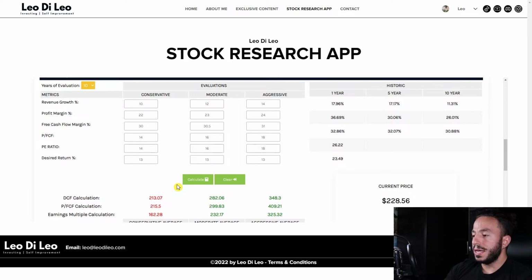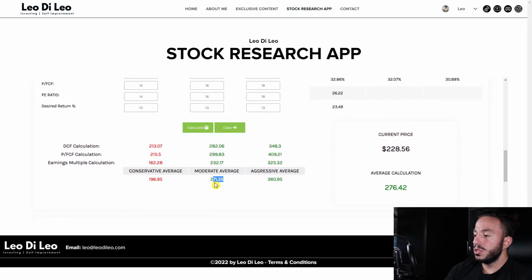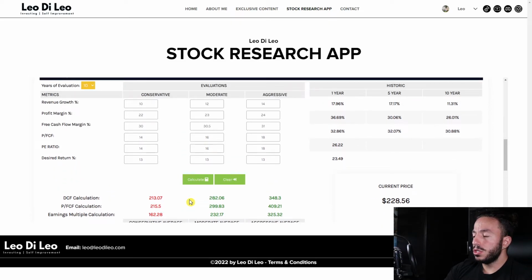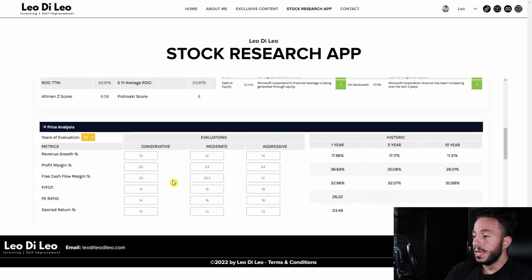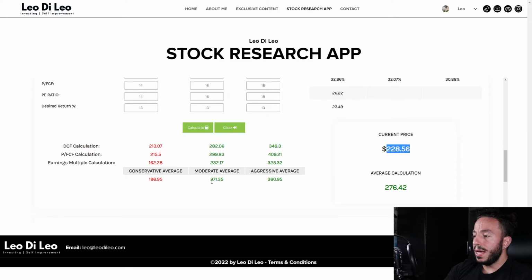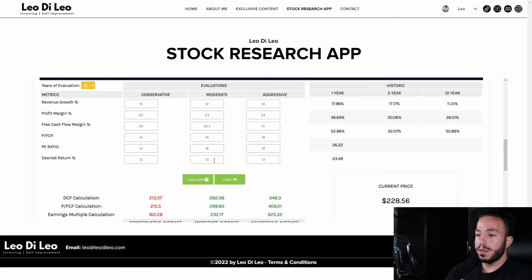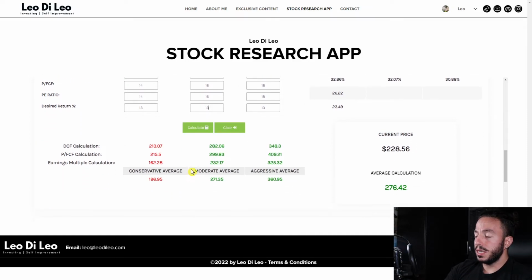But where do I think it lies? I personally think that on the conservative side of things, it might be over here between conservative and moderate. So moderate average is 27 and low side is 196. Quite a large jump from 10 to 12% revenue growth. So what does that mean? I think this 230 range might be the fair value to pay. And this goes on the assumption that if you pay, let's say $271 for one share, you could assume a 13% return over the next 10 years.